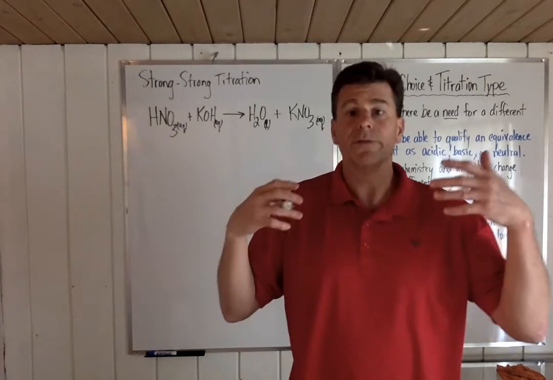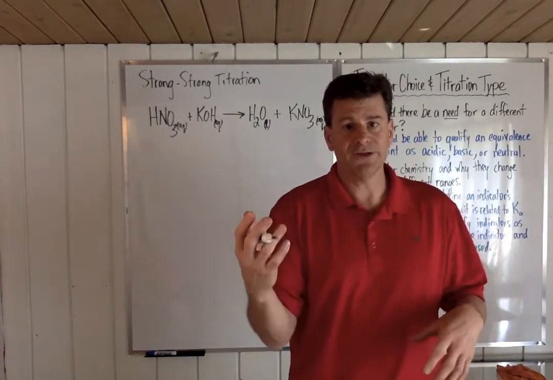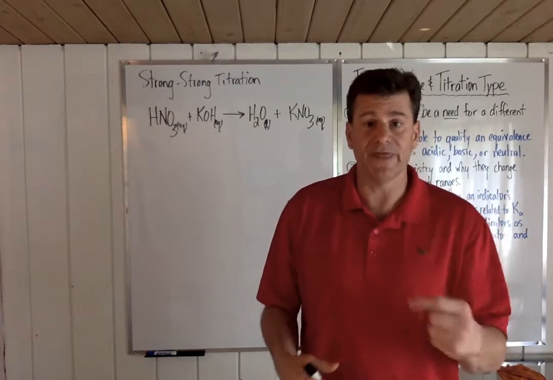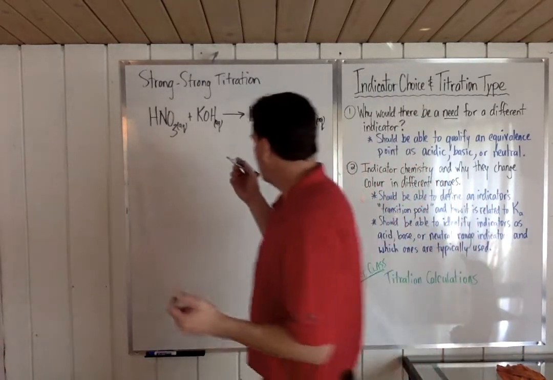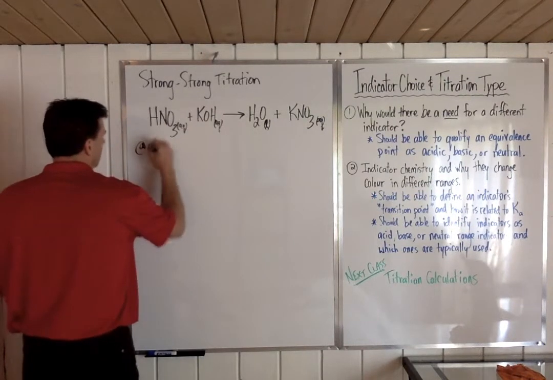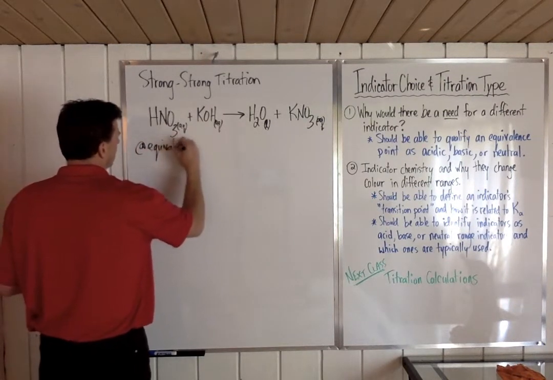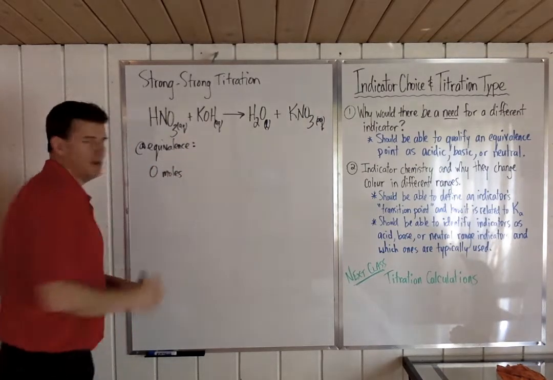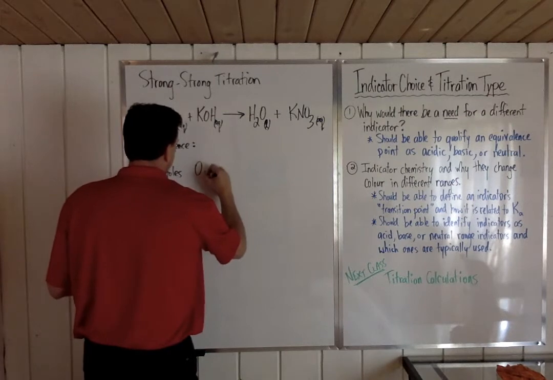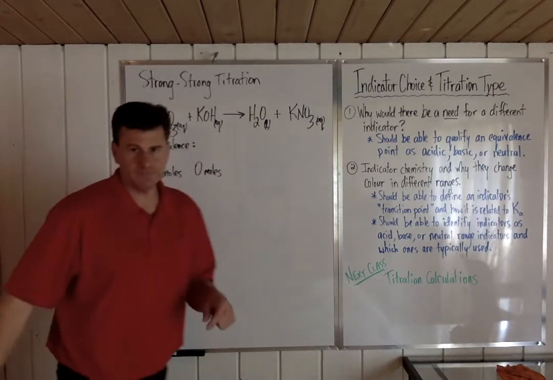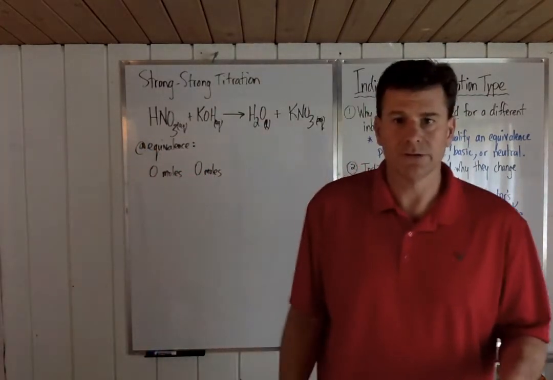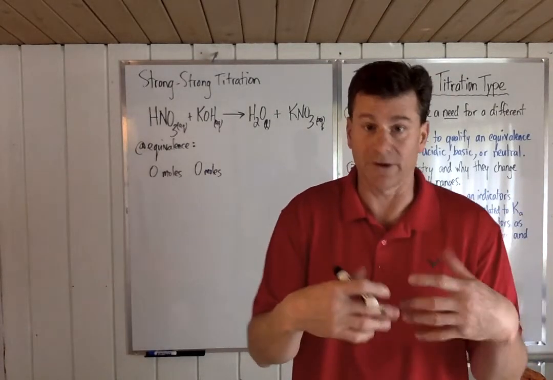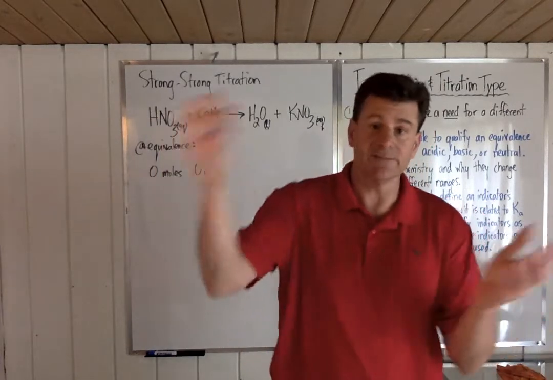And so theoretically, moles of KOH and moles of HNO3 will be the same when I hit equivalence. If that's the case, then at equivalence, I will have 0 moles of HNO3, and I will have 0 moles of KOH. I've mixed them. They've chemically reacted 100% into the products. They're gone. They're reacted. It doesn't matter that I'm adding them.